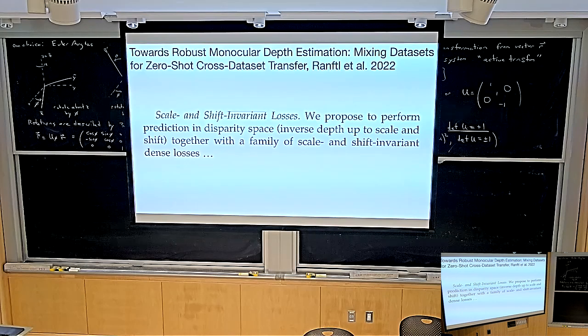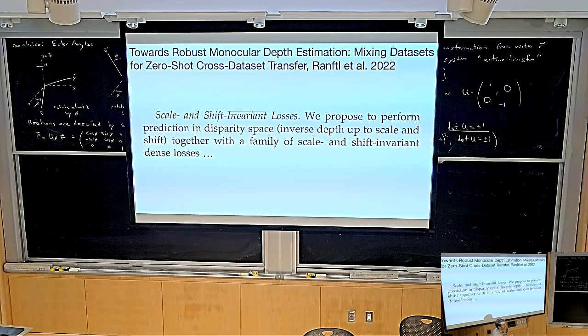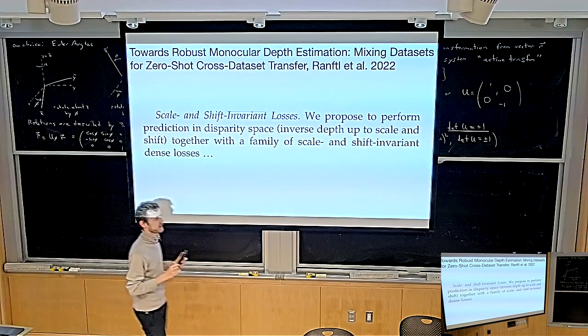And it turns out you don't know that calibration. For many of these stereo data sets, you don't actually know the correct camera intrinsics. What that means in practice is that there is a global additive offset on the disparity of the stereo image. You don't know it, and that's another big problem. So this paper in 2022 proposed, okay, we need to go further than the scale invariance, and we're also going to add shift invariance. We propose to perform prediction in disparity space, inverse depth up to scale and shift, together with the family of scale and shift invariant dense losses.